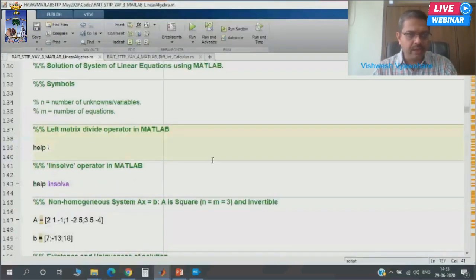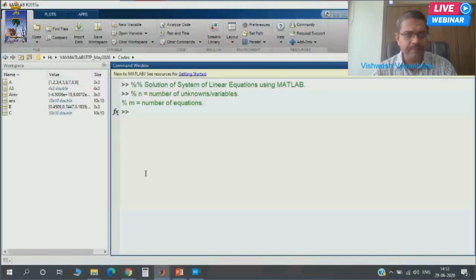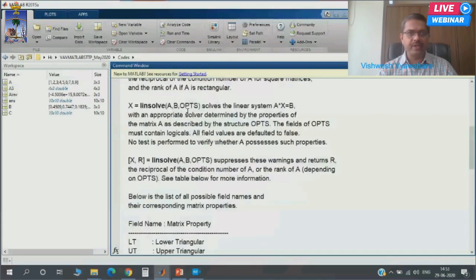Now there are a lot of solvers available, but I will stick to only one, which is nothing but this: help linsolve. linsolve is the command which is used to solve a system of linear equations in MATLAB. So we will see what the help related to this command says.